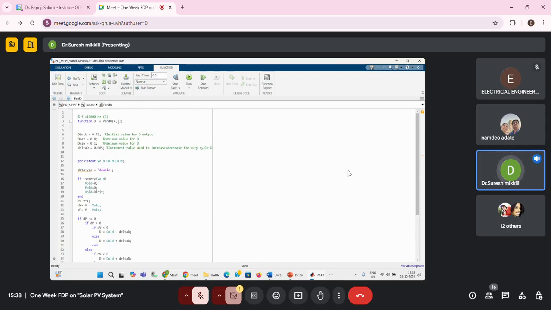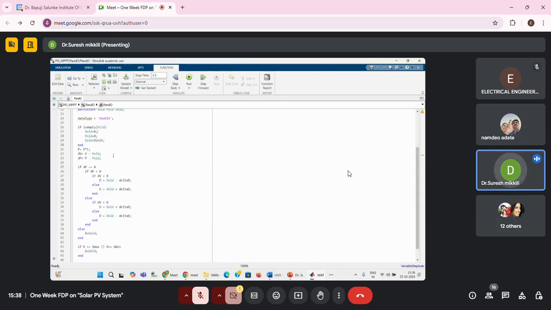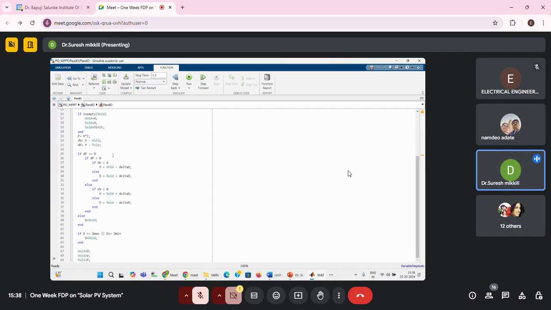So we need to initialize P and O. What is the voltage? What is the current? Initialization of the duty cycle value. What is the maximum? What is the minimum value? What is the delta change? So initially we need to take the voltage, power, and other values. Then after that, power calculation, V into I.